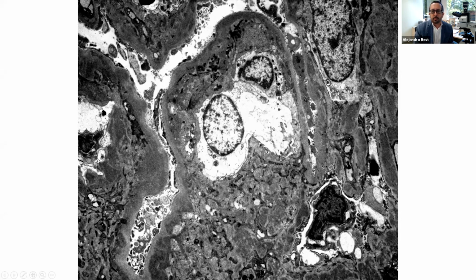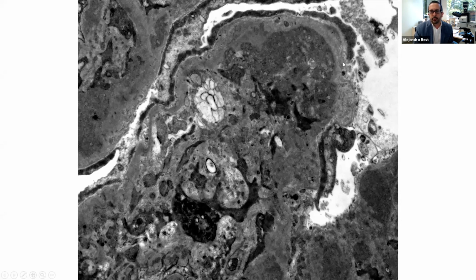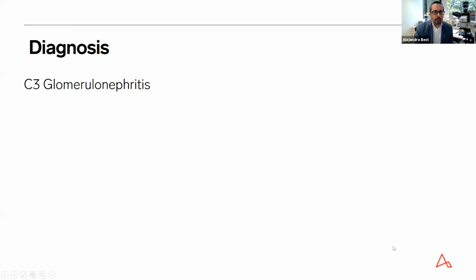So this, again, is the lumen of the capillary. This is the urinary space. This is the original basement membrane, and you're starting to deposit neomembrane here. And again, all these dark deposits are the C3 deposits, large subendothelial deposits as well. So because it's MPGN and with the history, we can say in this case that this is a C3 glomerulonephritis.